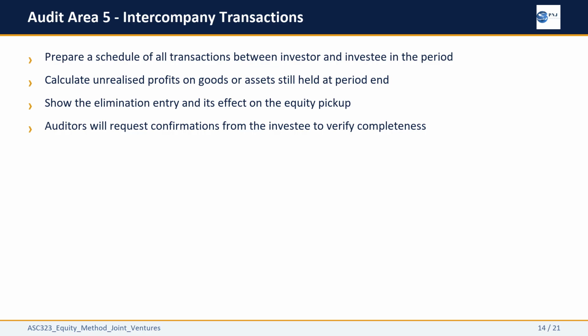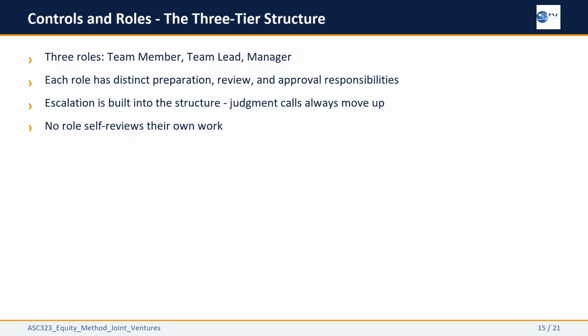Missing transactions discovered during audit are a red flag for control deficiencies, so the completeness of this schedule matters as much as the accuracy of the calculations. Effective equity method accounting does not happen by accident.